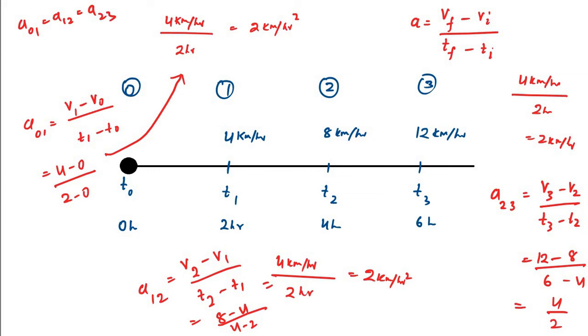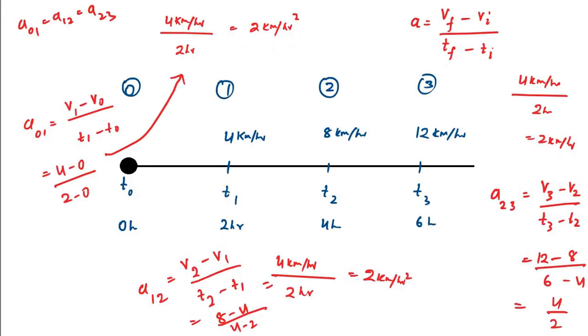So this is the case of uniform acceleration. This is uniform acceleration, which means acceleration is constant. Okay, acceleration is constant. So if we try to plot this, it will be, let's say 2, 4, 6.